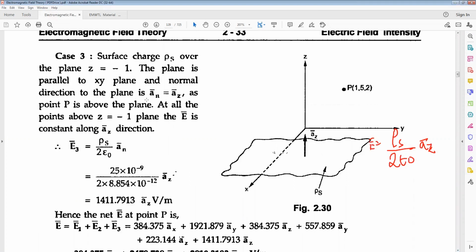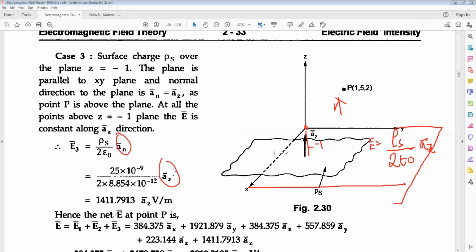See, in the third case, the surface charge density is over the plane Z equal to minus 1. The plane is parallel to the XY plane. The sheet is parallel to the XY plane, and the normal direction AN bar is towards the AZ bar direction, the positive direction. They say above the Z equal to minus 1 plane. Here 0 is the Z, and the next value is minus 1. The plane is above Z, meaning towards the positive direction. So AN bar we can take as AZ.